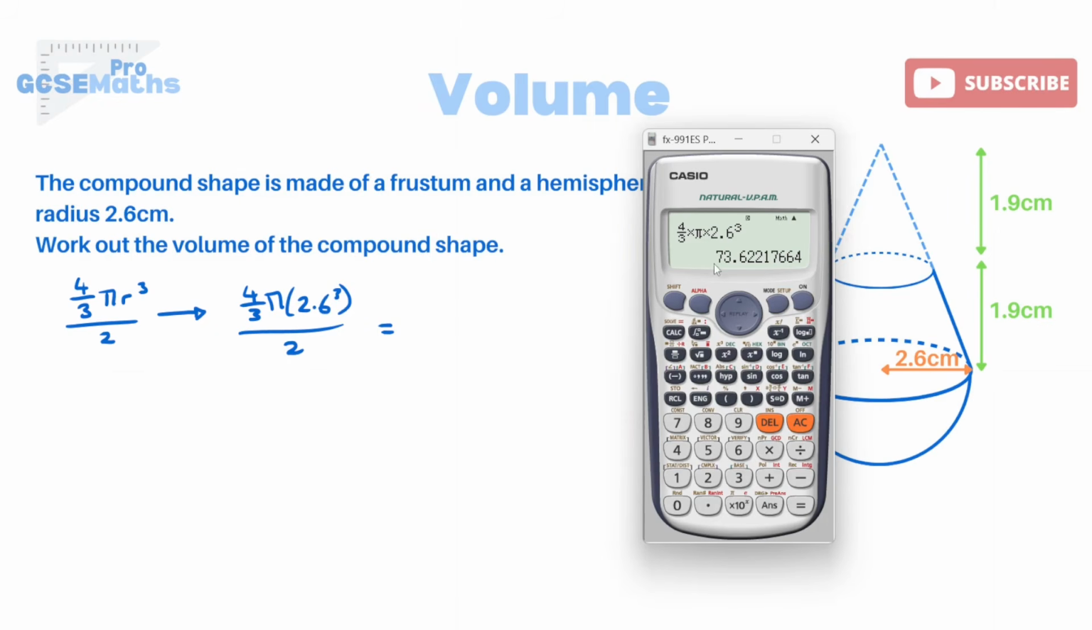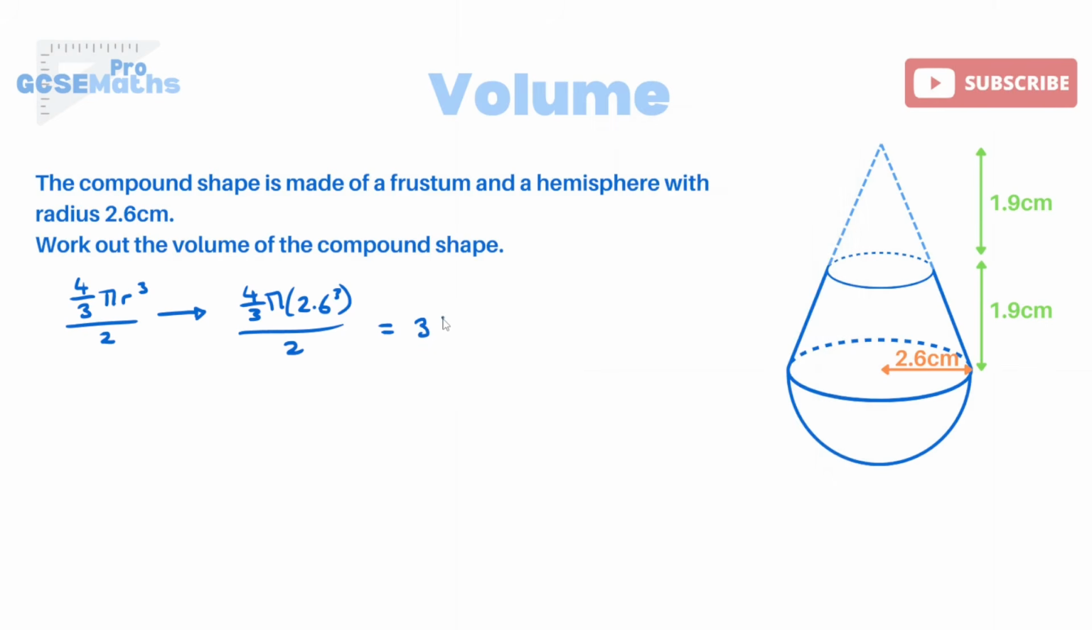So the whole sphere would be 73.6. Divide that by 2 is 36.811. So we'll hold that there for a second. Now our frustum. If you remember, there's not really a specific formula for a frustum. We just need to subtract the small cone from the big cone. That's why I've got this dotted line here to show there's a big cone minus the small cone at the top that you can see as being cut off.